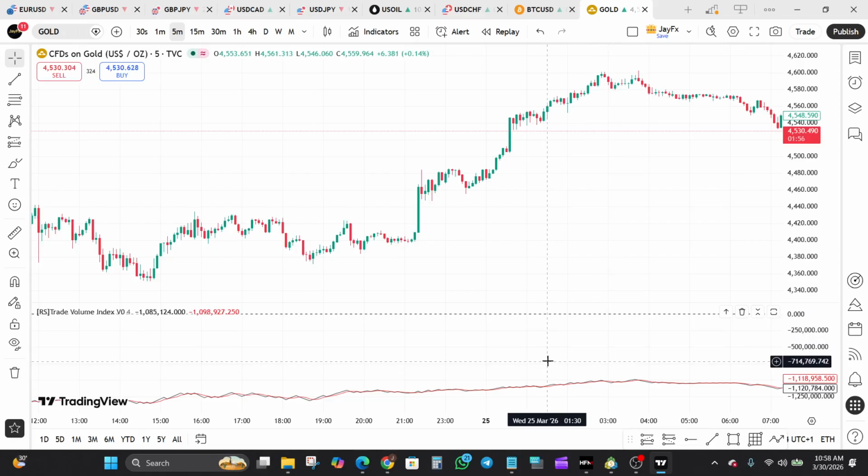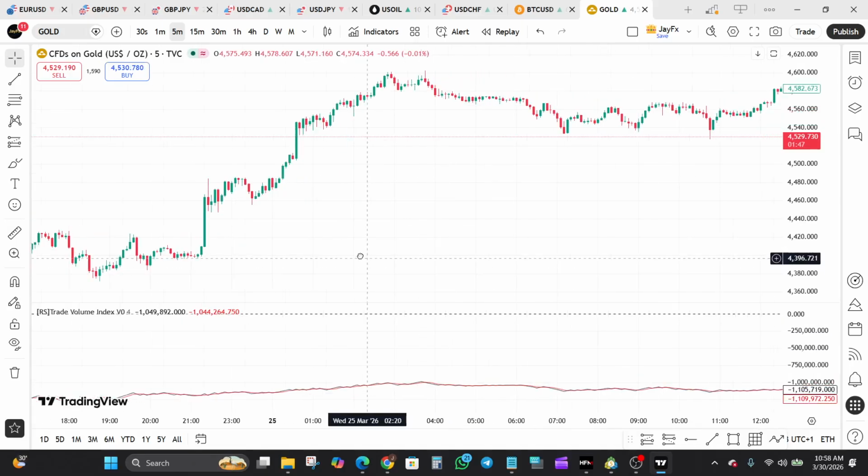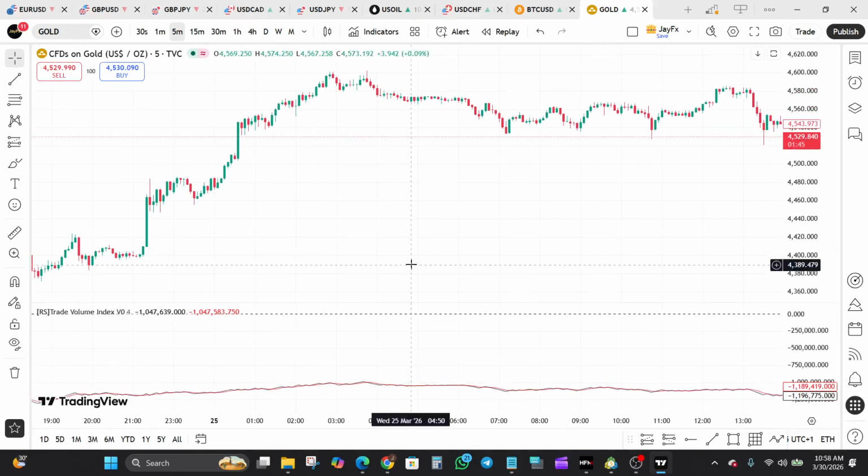Unlike other volume-based indicators such as the on balance volume or the accumulation distribution line, the TVI reacts to intraday price movements. So it can actually be beneficial for short-term traders who need real-time insights into market trends.